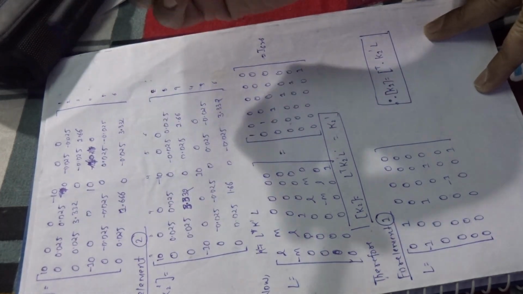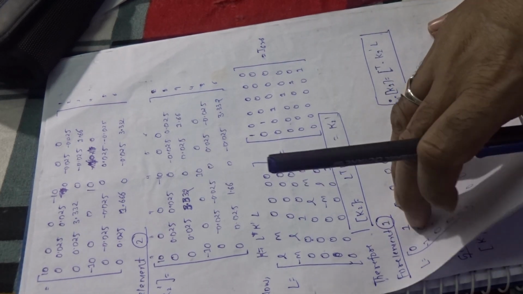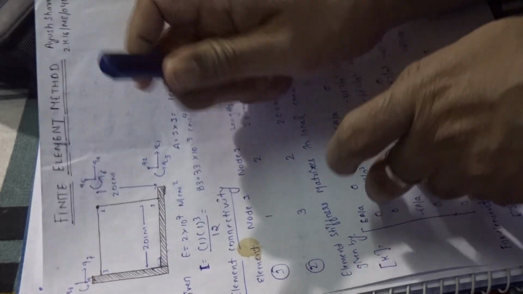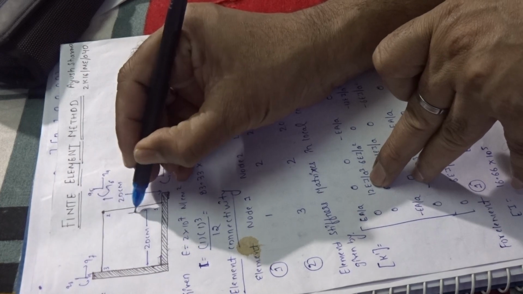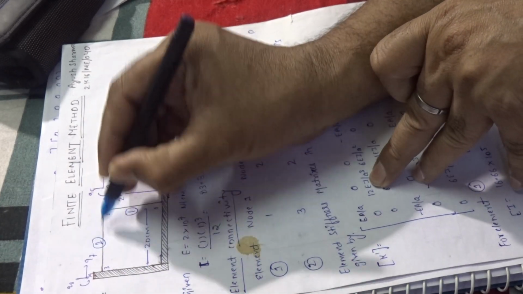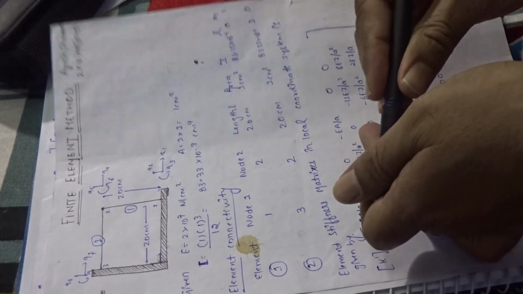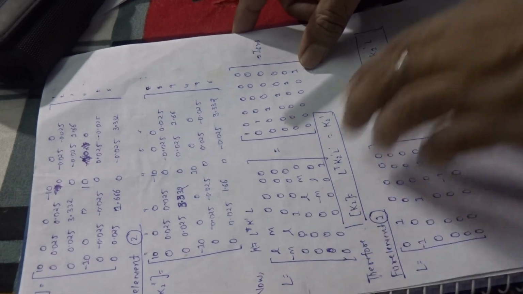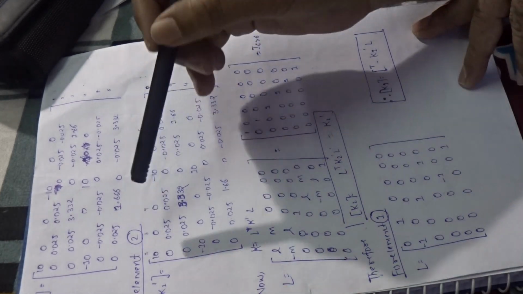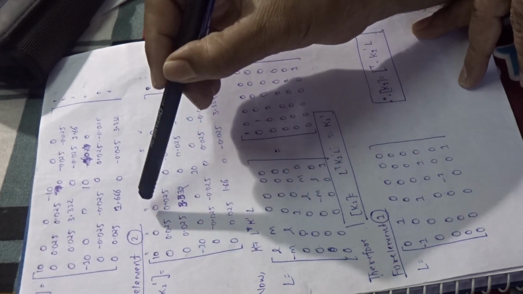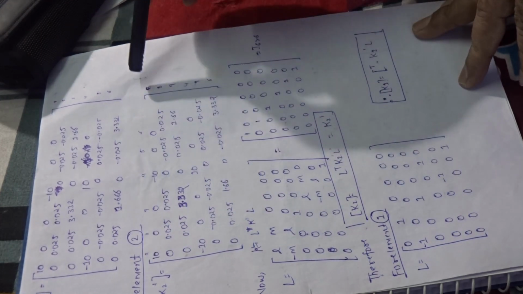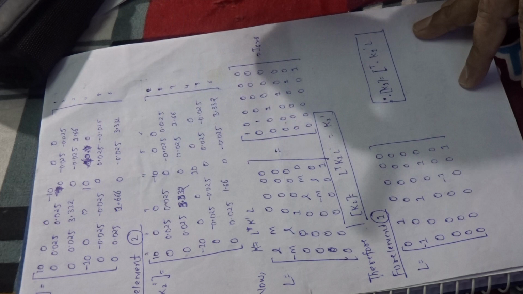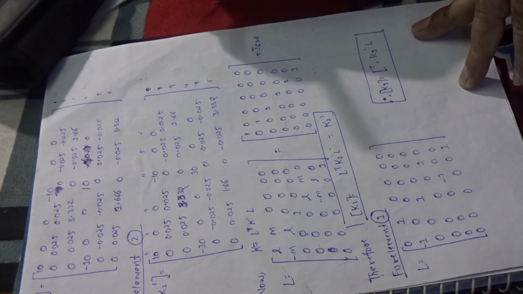Now for element 2, you have to take the degrees of freedom. This one is element 1 and this is element 2. It is considered like that, element connectivity 3 to 2. So you have to take the values and write 7, 8, 9, 4, 5, 6 as the degrees of freedom. Substitute the values, and you will get the element stiffness matrix for element 2.